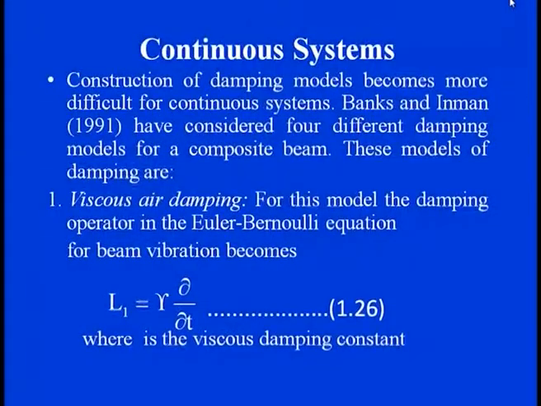The first model they considered here is viscous air damping, and for this damping they adopted the Euler-Bernoulli equations. So let us say we have a composite beam which is vibrating, and then the beam vibration becomes gamma into del by del t, where gamma is the viscous damping coefficient.